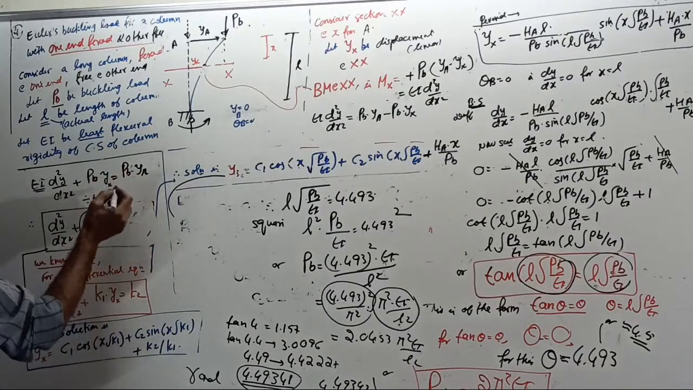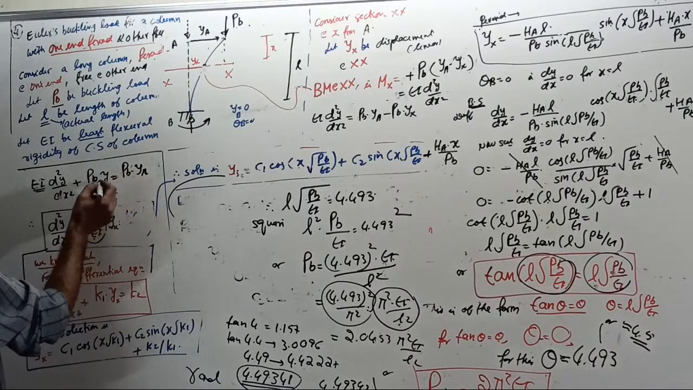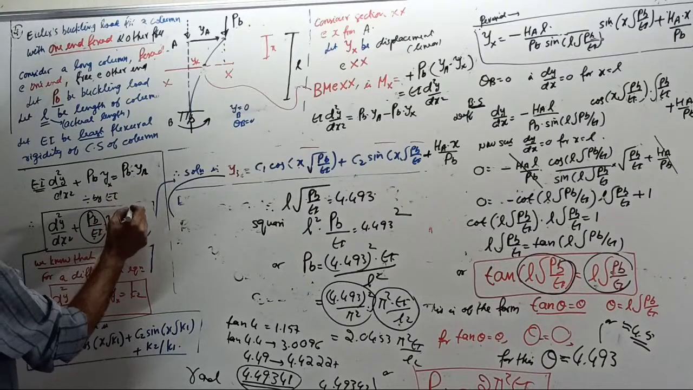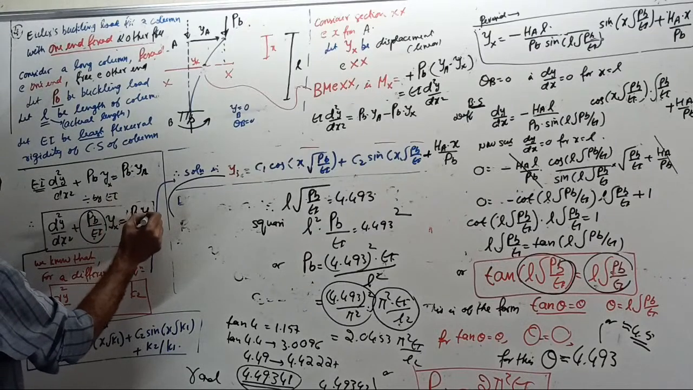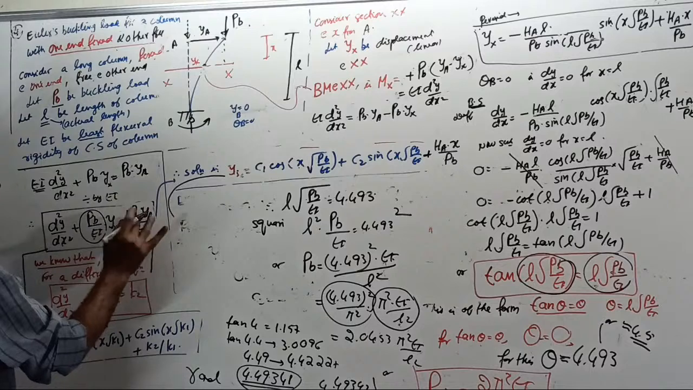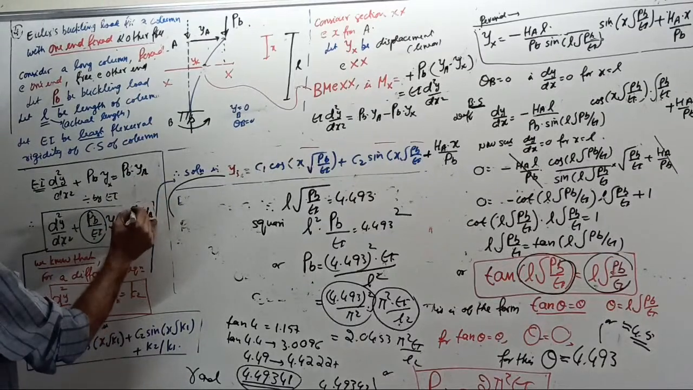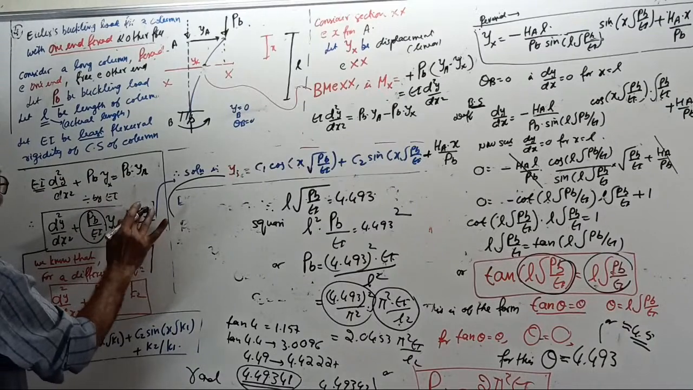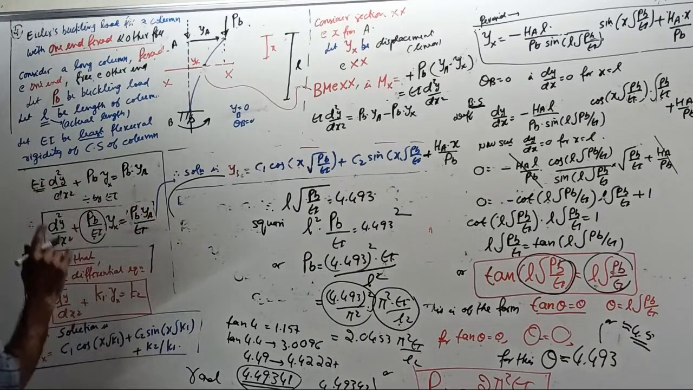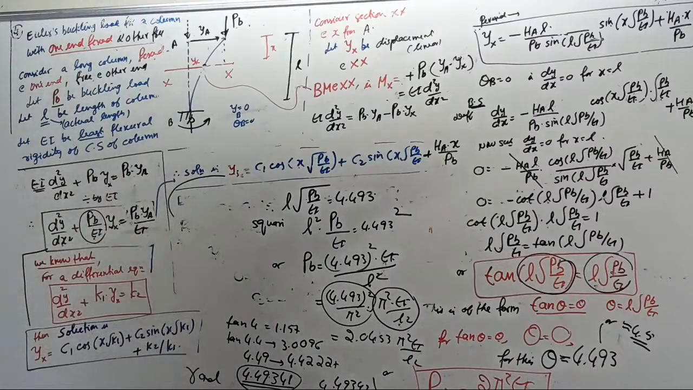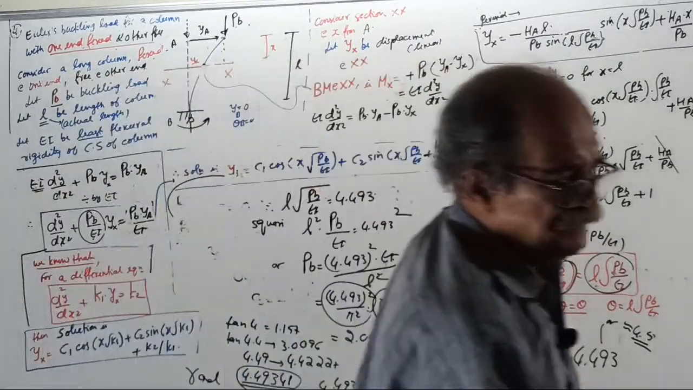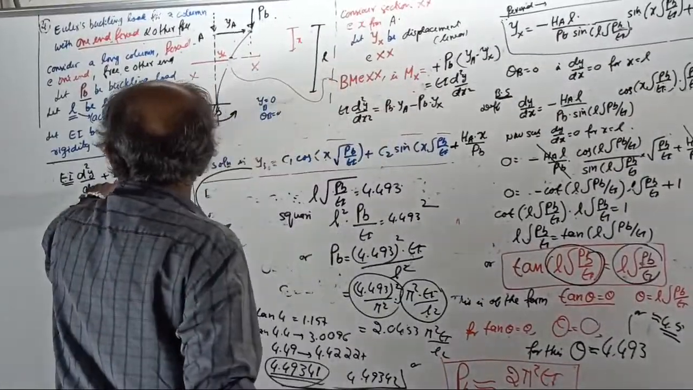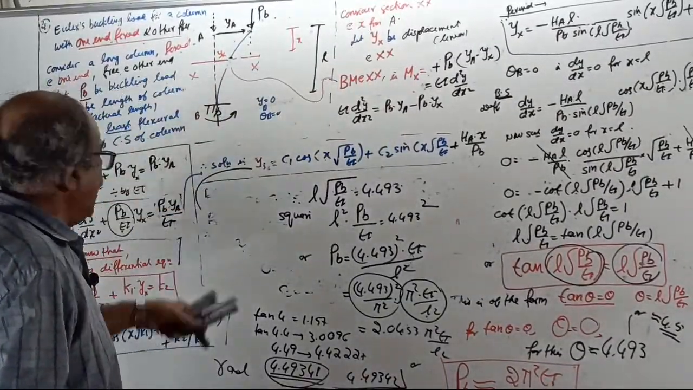Equal to PB YA divided by EI. Equal to PB into YA by EI. This fully clear? This step is clear? Fast tell me, because I want clarity. Take the other side: d square y by dx square plus PB by EI YX equal to PB YA by EI.